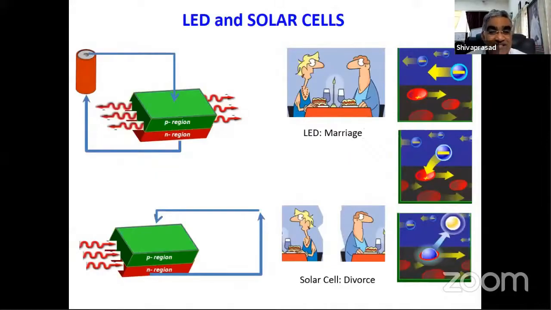The solar cell is a case of divorce and the LED is a case of marriage. Right? So it's easy to remember. The electrons and holes, if they recombine, you get LEDs, and if they separate out, then you get solar cells. So what you can see very interestingly is both are useful. Divorce is also useful, marriage is also useful. Only thing is the marriage gives you light and the divorce gives you current, okay, electric shock. So that's what it is. This picture shows you that.